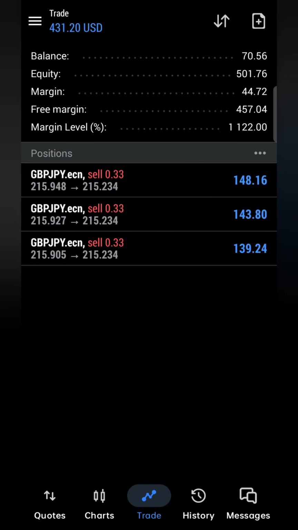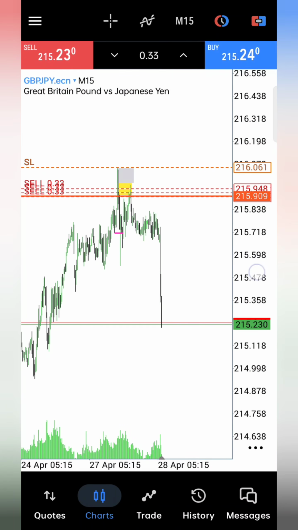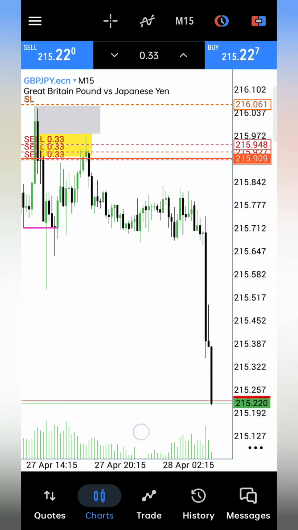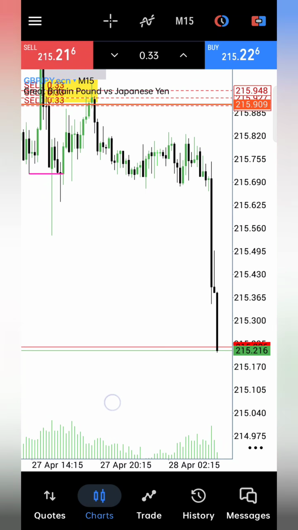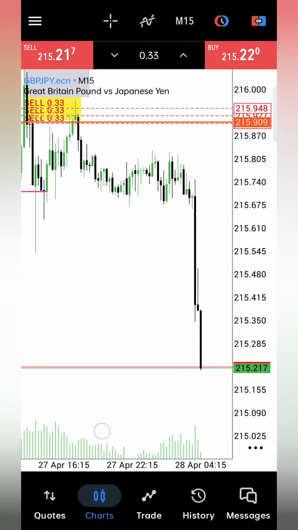Here you can see that out of the 3 pending orders, almost 2 have been tapped and executed, while the third one didn't open due to insufficient margin caused by leverage. And after some time, the price moved sharply to the downside and came close to my overall profit target zone.